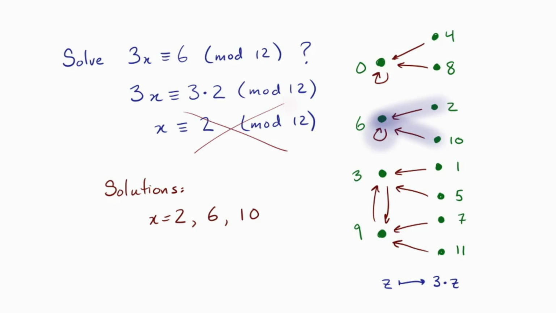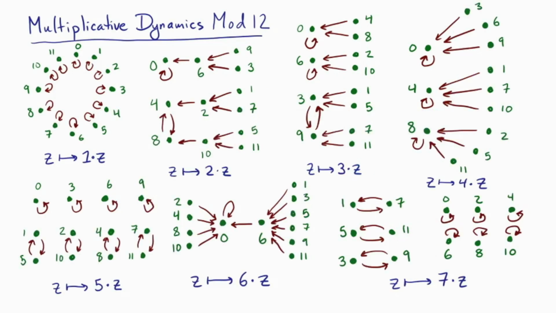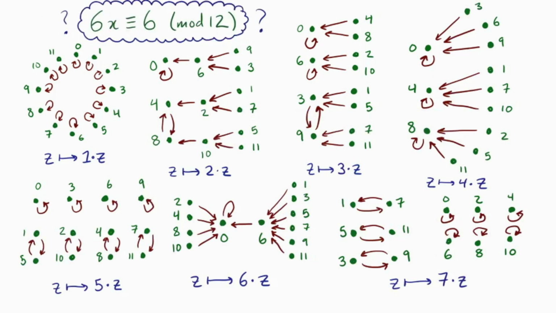Okay, so here's a quick self-test. Here are a bunch of dynamics mod 12 again. Use the picture to solve the equation 6x congruent to 6 mod 12. Go ahead and pause the video.